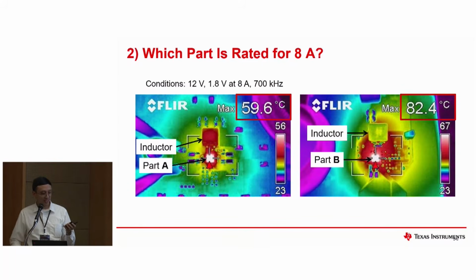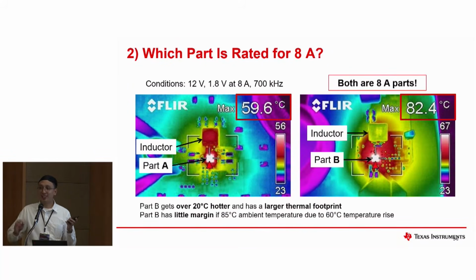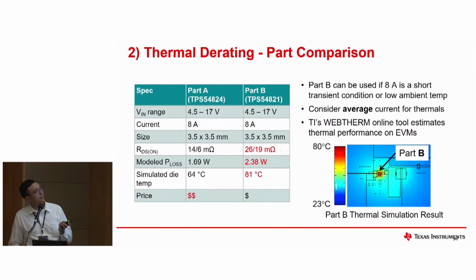So basically this is a trick question, because both are rated at 8 amps. But you can see that they have different performance. One is hotter, 20 degrees hotter than the other one. This is something you should also consider. In this part, the input voltage range, current rating, and size are all the same, but the difference comes in the RDS on. Part B has a higher RDS on, almost double that of part A. That's why it gets much hotter, and the power loss is also higher.